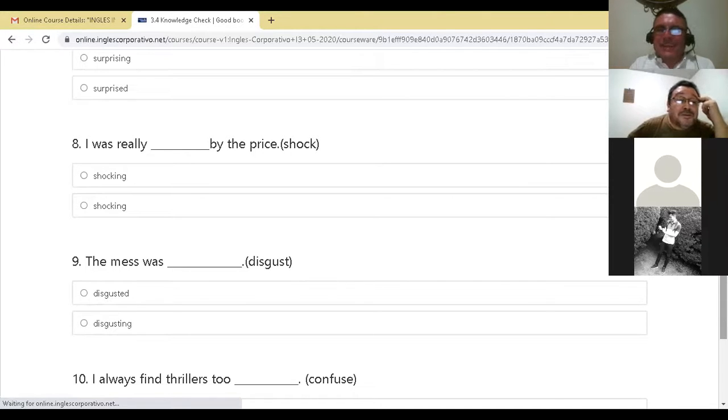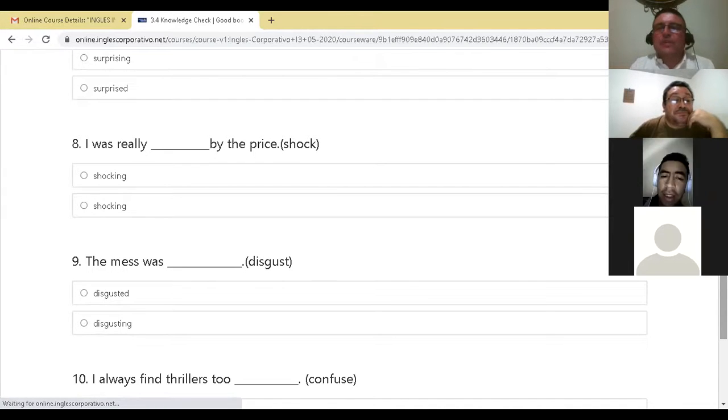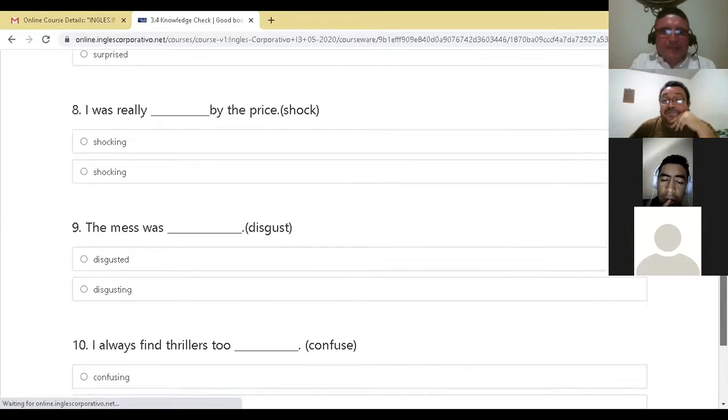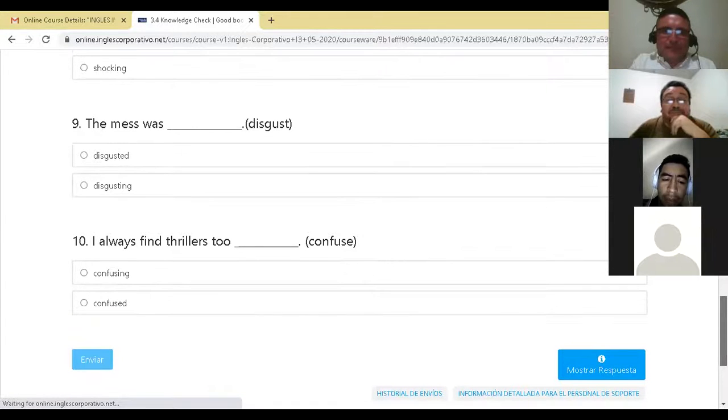There is a mistake there. Yes, there is a mistake. So, okay, what should be the right form? Shocked. So remember, the platform has some mistakes that could be fixed for the next module.